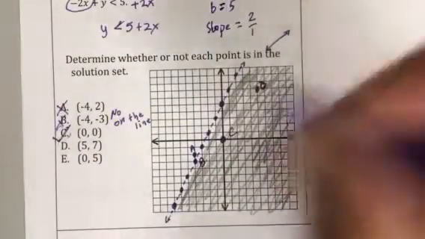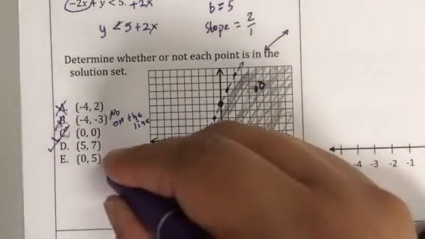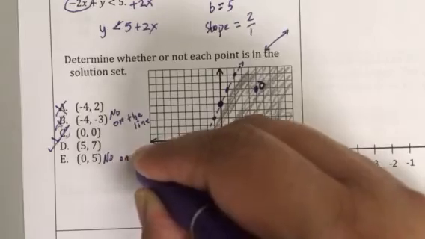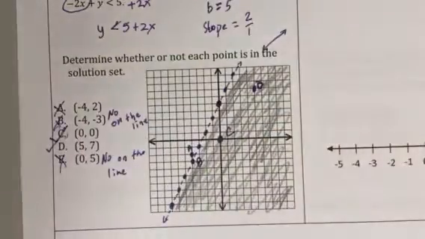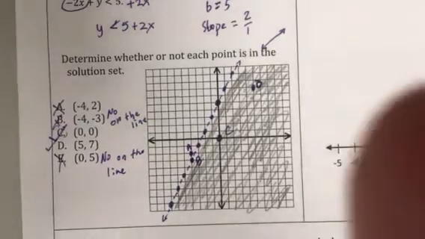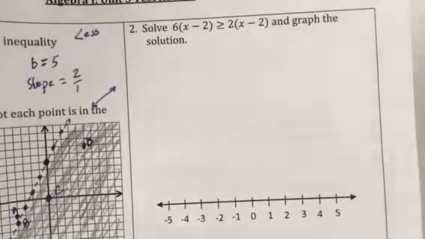This is D. And E is 5, 0. That's on the line, so this is another no. So that's how you do that problem. You graph it and then see where it's inside the shaded region.